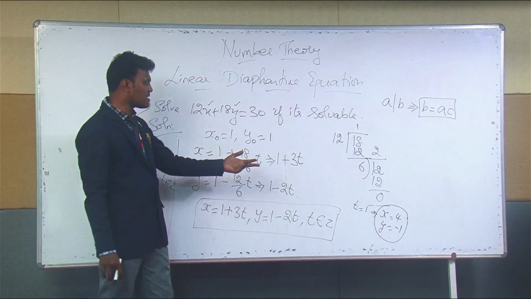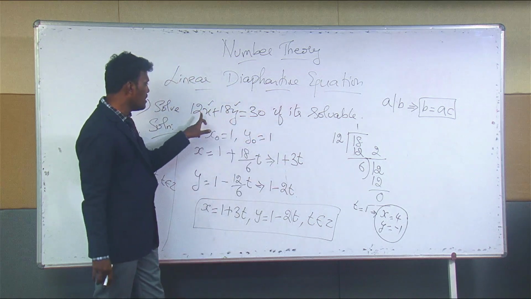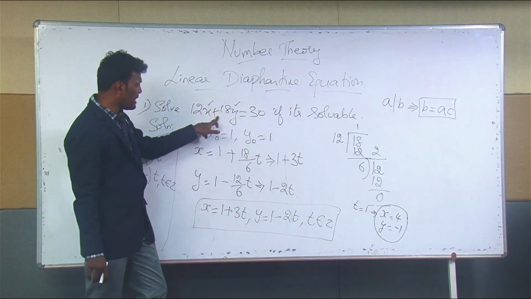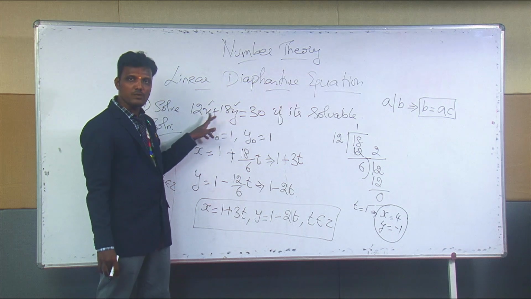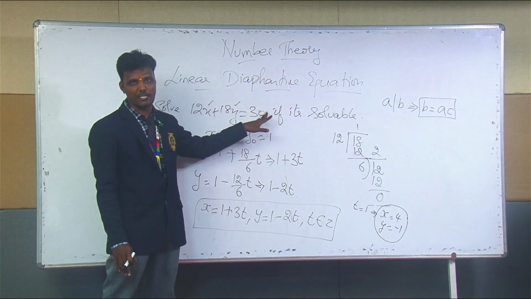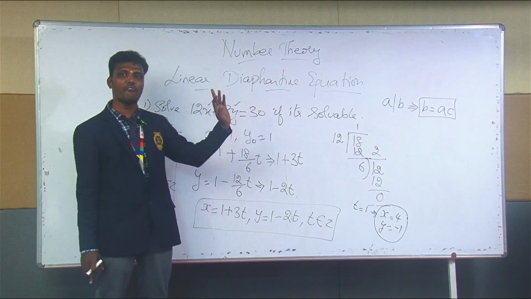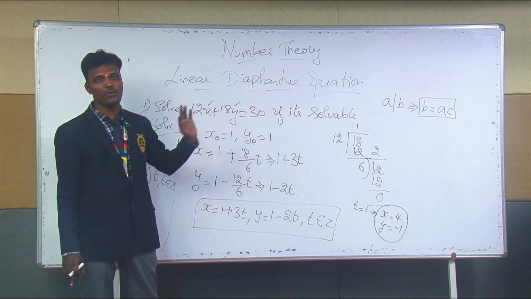How to check? Just substitute x and y in this equation. So 12 fours plus 18 into minus 1. If you simplify, you will get the value as 30. So this is the simplest way of finding the linear Diophantine equation solution.